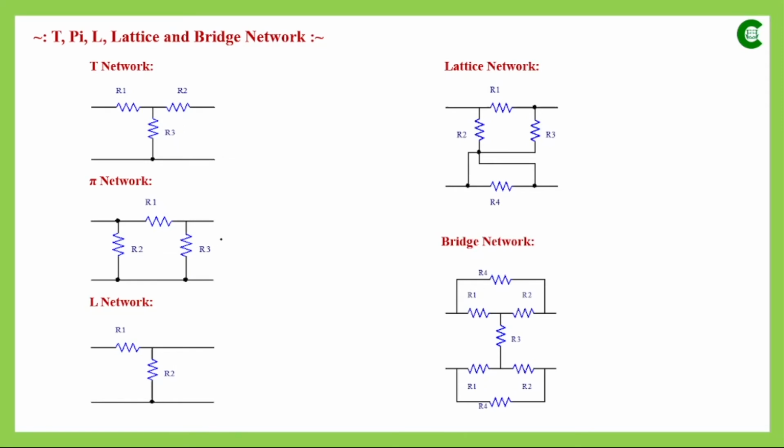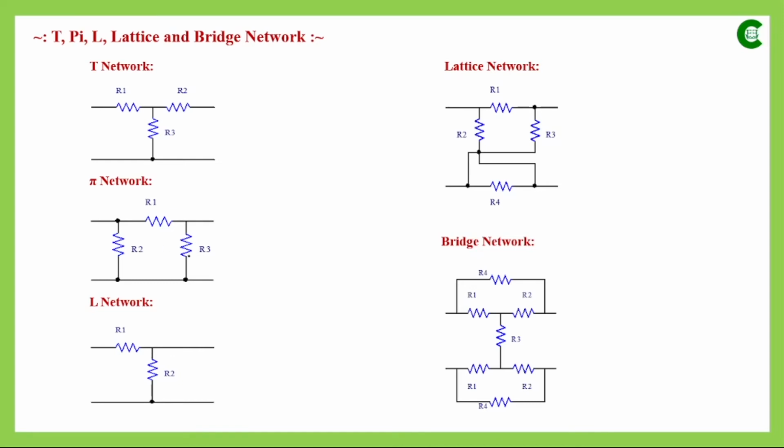Now the second type of connection that we can see here, again we have three resistances, but they are connected in such a way that it looks like pi, that we know from mathematics. Here it is again an unbalanced pi network, and if on the other side we have another resistor here, then that will form a balanced pi network. Here again, if the values of R2 and R3 are different, then that pi network will be called an unsymmetrical pi network.